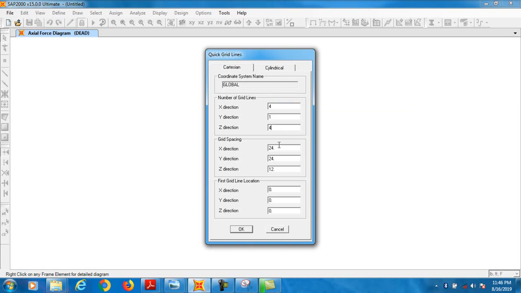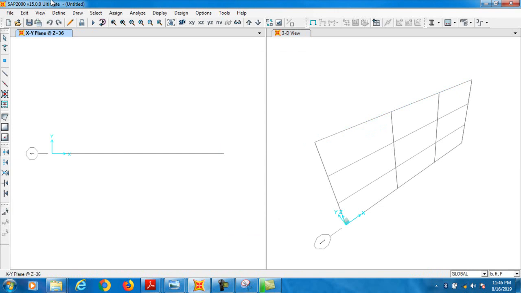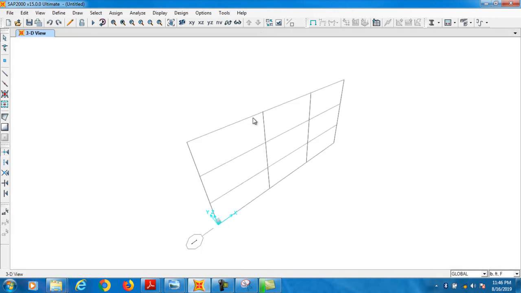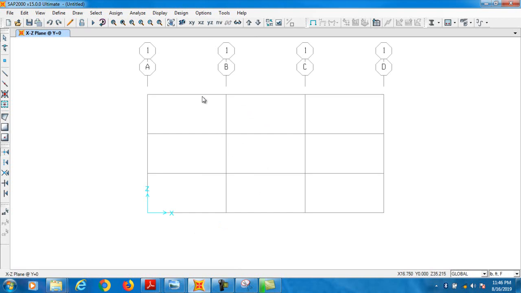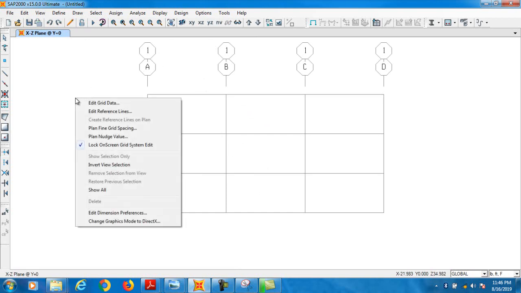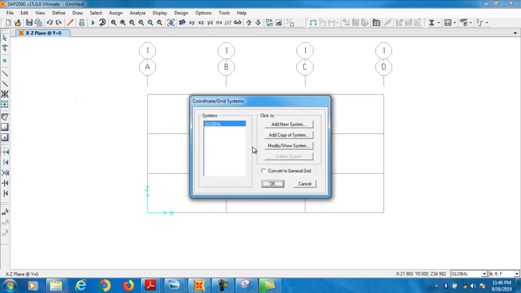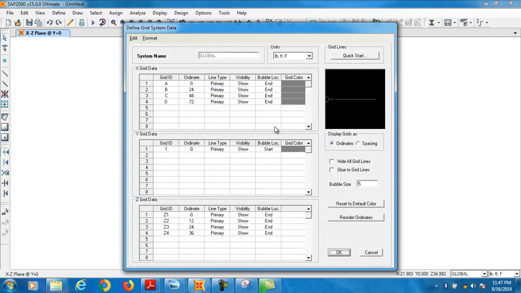In x direction we assume any value. Later I will use the edit option and I will develop the truss. So let's say I assume those values, and now I will edit the spacing. Okay, right click, edit grid data, modify, and select spacing.